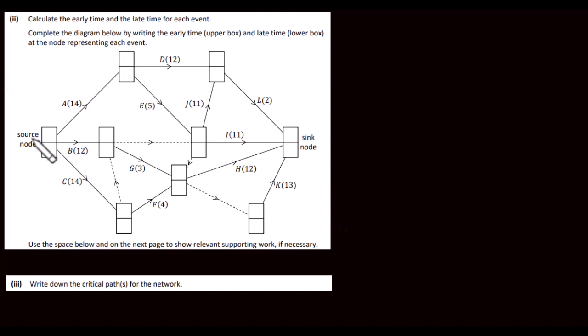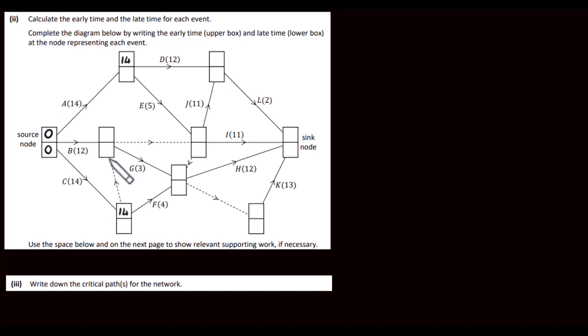So let's start at the source node anyway, and we can just put in 2 zeros here. And let's look at A. So at A here, we're going to put in 14. There's just one arrow going in here, so we're just going to put in 14 here. Now at C, there's just one arrow going into C, and that has a value of 14 along here, so we're just going to put 14 in here.